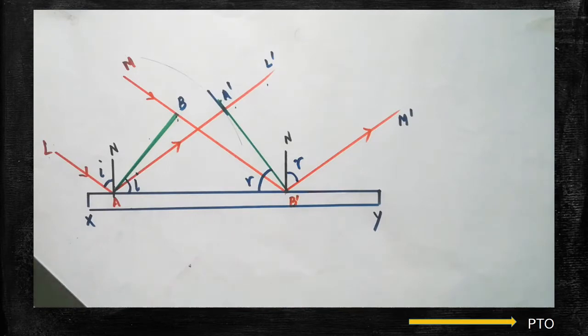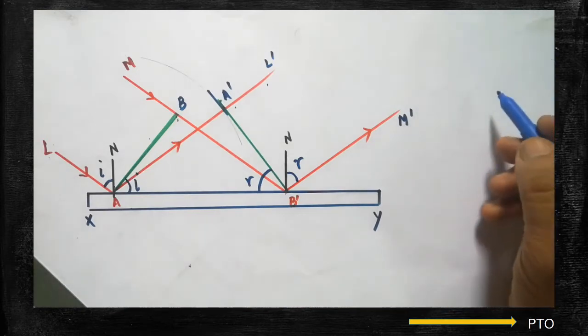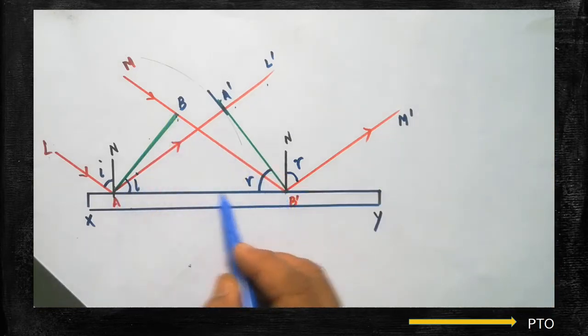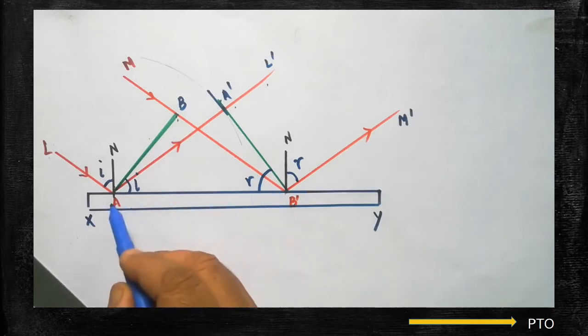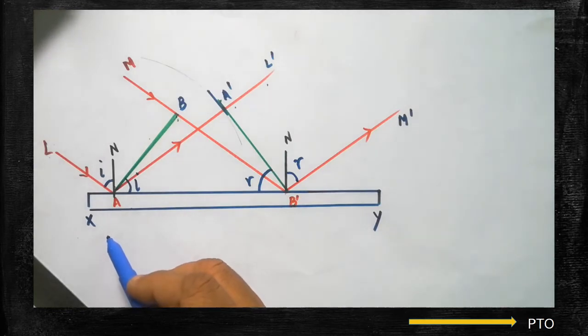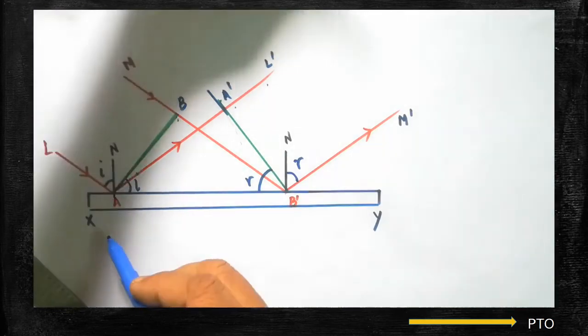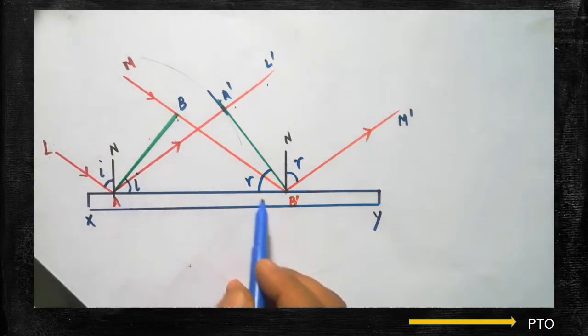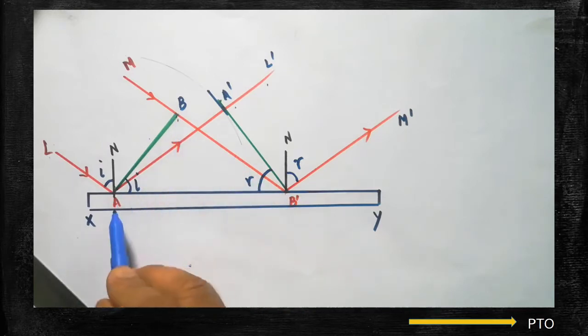Here geometrically, certain things must be written one by one. First, note down the triangle. Look at the triangle here. Now I am showing one triangle. What is the name of the triangle? Look at that. Two triangles are here. The two triangles are AB B dash and A A dash B dash.